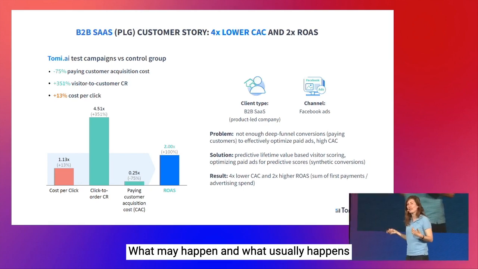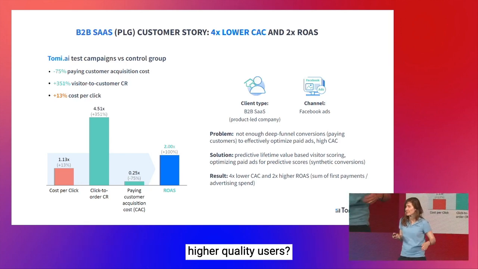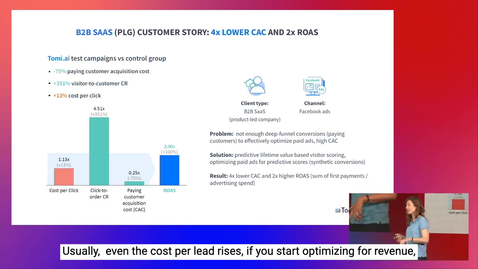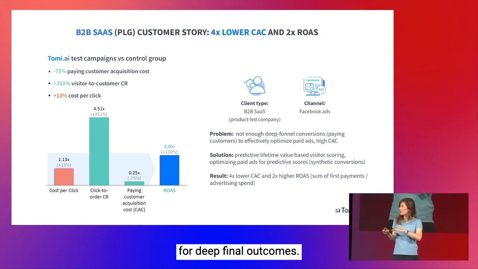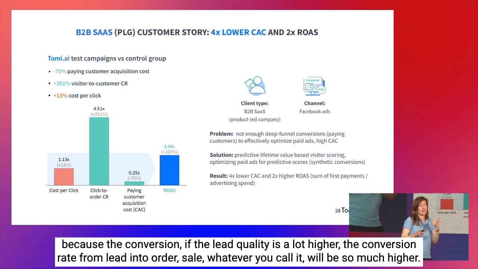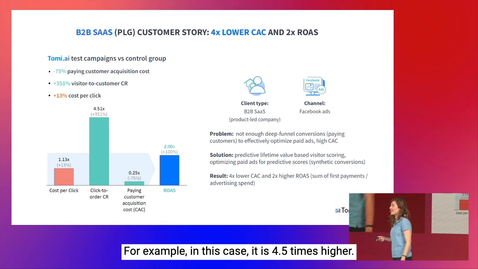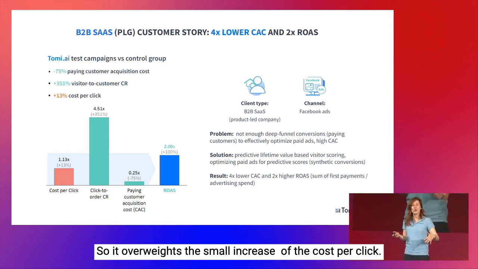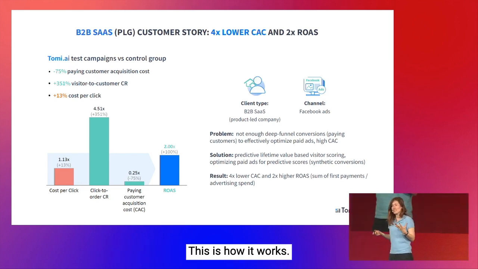What may happen, and what usually happens, since Facebook and Google will start bringing you higher quality people, higher quality users, is that the cost per click can rise. Usually, even the cost per lead rises if you start optimizing for revenue, for deep funnel outcomes. But do not fear, because if the lead quality is a lot higher, the conversion rate from lead into order, sale, whatever you call it, will be so much higher. For example, in this case, it is 4.5 times higher. So it outweighs the small increase of the cost per click. This is how it works.